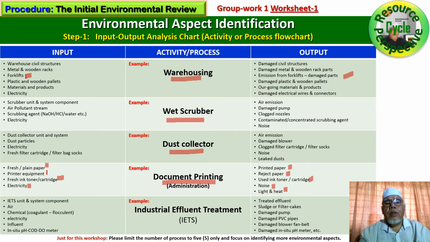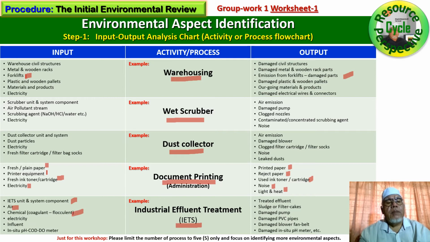The same thing with the industrial effluent treatment system or wastewater treatment plant. The entire treatment plant is an environmental aspect, assembled together, built and installed as an IETS or wastewater treatment plant. That unit is an environmental aspect. Air for the blower, chemical, coagulant, flocculant.